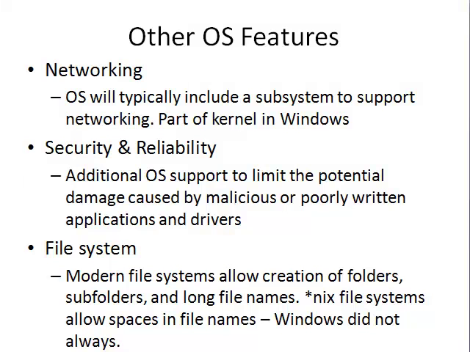So some other operating system features. Networking: operating systems will typically include an element to support networking. That's part of the kernel on Windows. Security, reliability, and the file systems. File systems may vary in how users can name files. Early versions of Windows and DOS, for example, limited file names to, I think it was, 8 characters in the file name and then a 3-character extension. Unix file systems tended not to use extensions and allowed a different range of symbols in the file names, and have always allowed spaces in file names, which Windows did not always do.